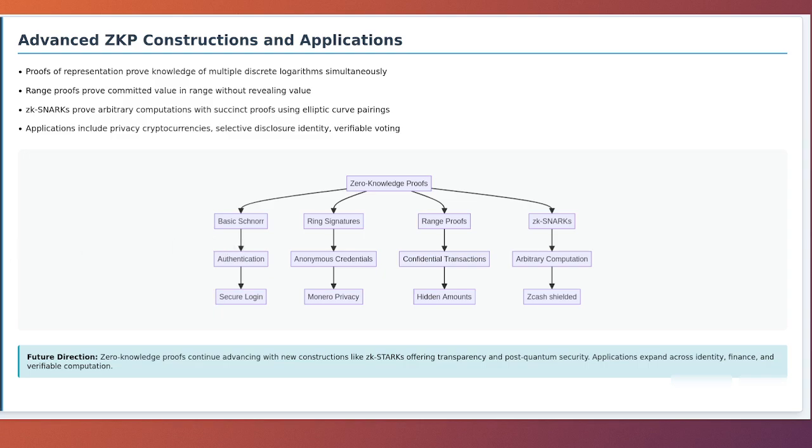New constructions like zk-STARKs offer transparency, meaning no trusted setup, and post-quantum security. New applications are being discovered constantly. As cryptography continues to advance, zero-knowledge proofs on elliptic curves will play an increasingly important role in building secure, private, and verifiable systems. The mathematical foundations we've covered in this presentation, the discrete logarithm problem, the Schnorr protocol, and the Fiat-Shamir heuristic, remain central to understanding and implementing these advanced systems.